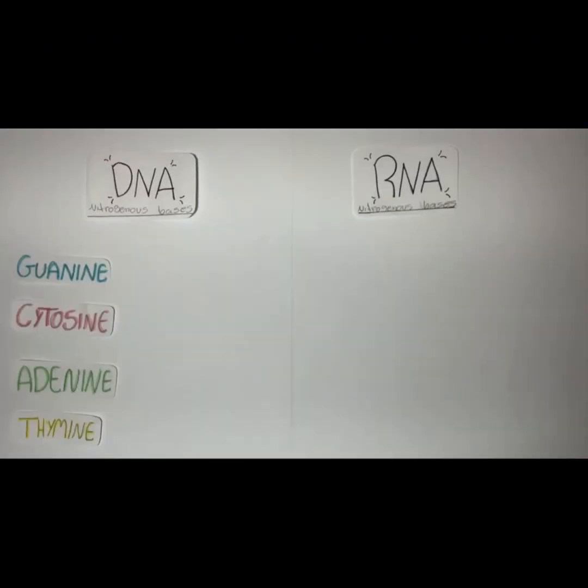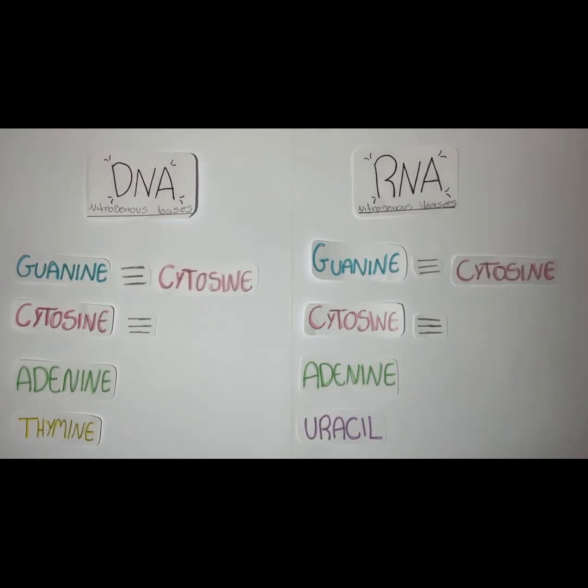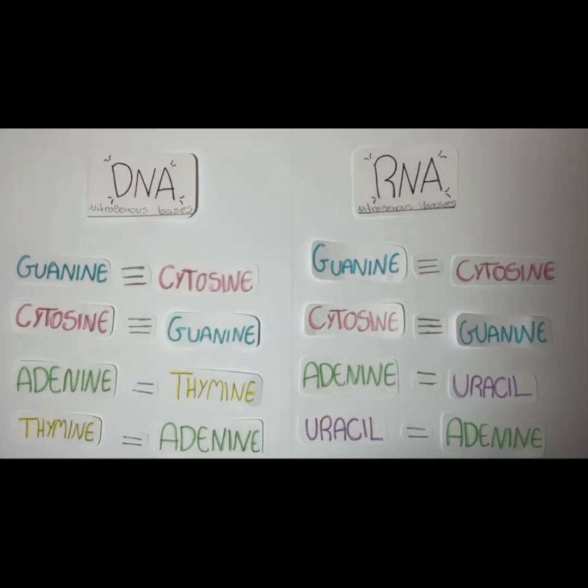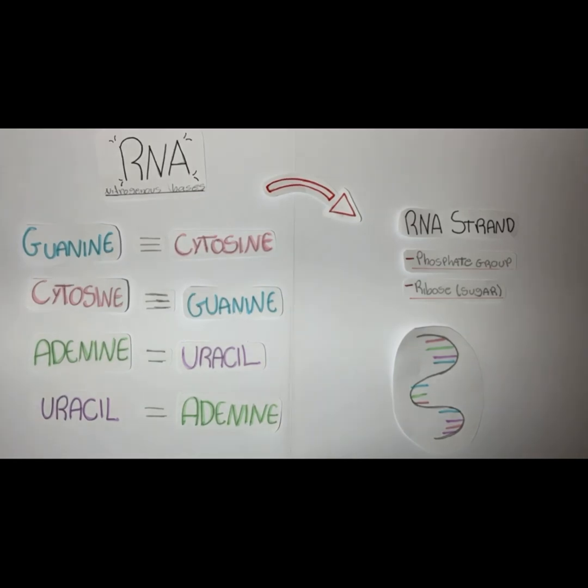First, let's understand the RNA structure. RNA nitrogenous bases are almost the same as the DNA bases. RNA has guanine, cytosine, and adenine. However, different from the DNA, RNA doesn't have thymine. Instead of thymine, RNA has uracil. The guanine pairs with the cytosine and the adenine pairs with uracil. All these nitrogenous bases are joined together by a strand made of phosphate group and ribose, a sugar.